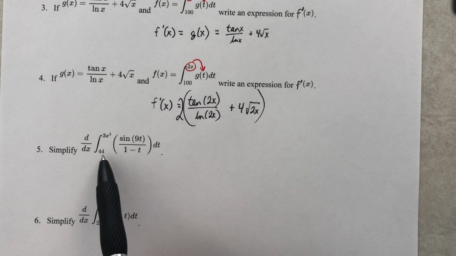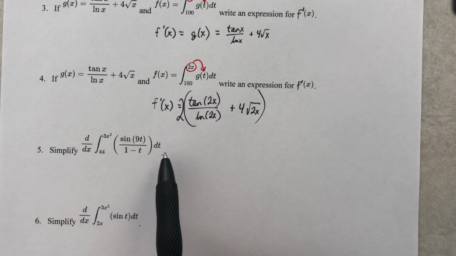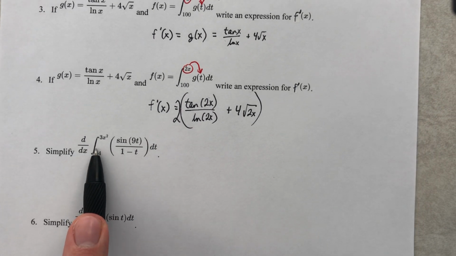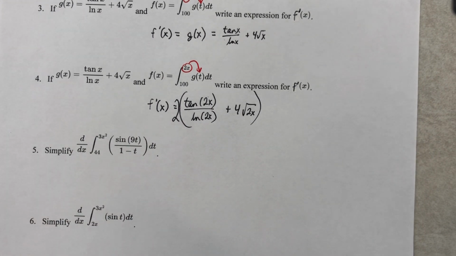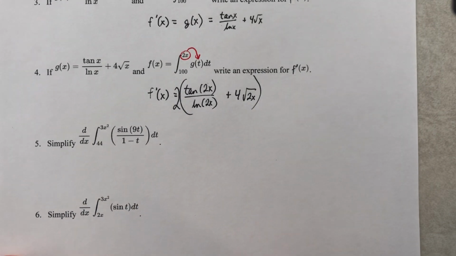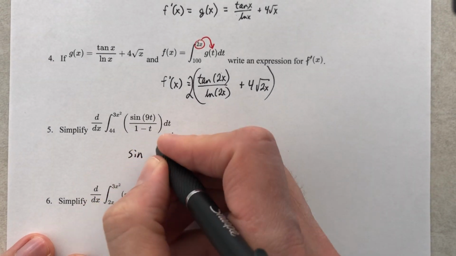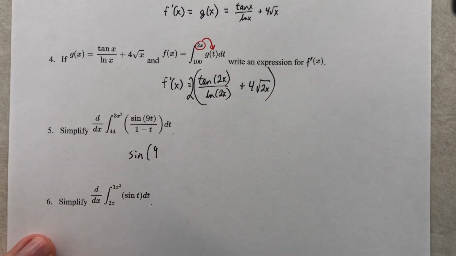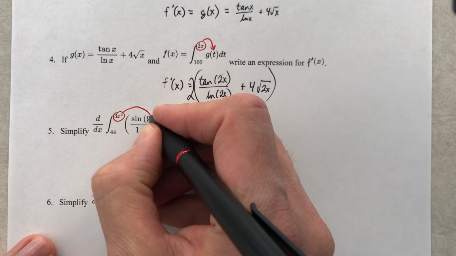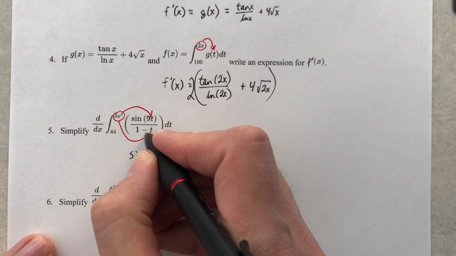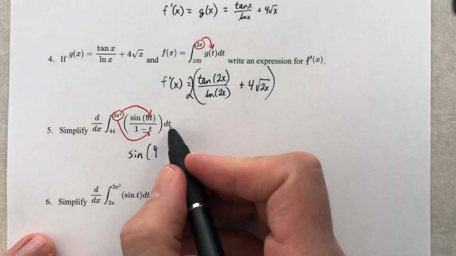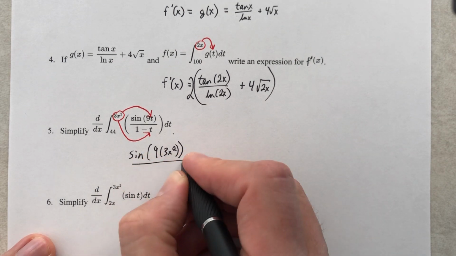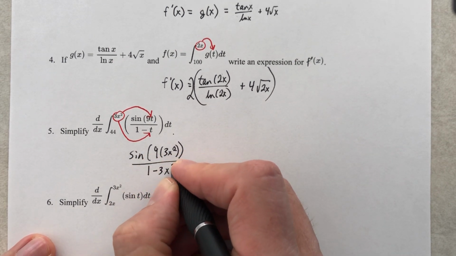Simplify d dx, the integral from 44 to 3x squared of all this mess. Oh my goodness, what in the world? Okay, what are you doing? You're taking the derivative of what? An integral. Then you get what you had to start with. So let's write what you had to start with. A couple exceptions though. Sine of 9t? No. My input is now 3x squared. And it's also going to go there. Not there. So 9 times 3x squared over 1 minus 3x squared.